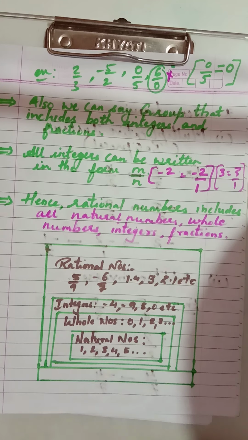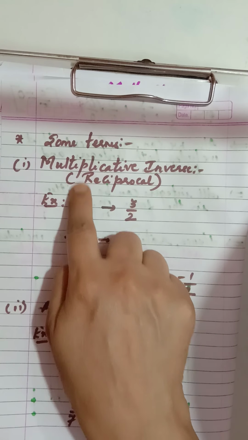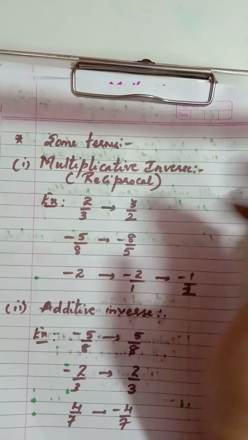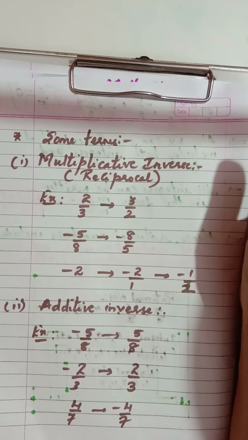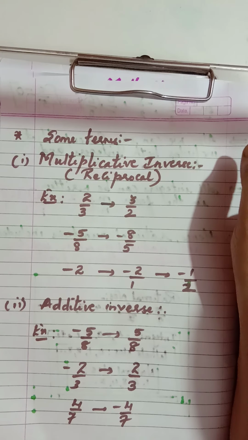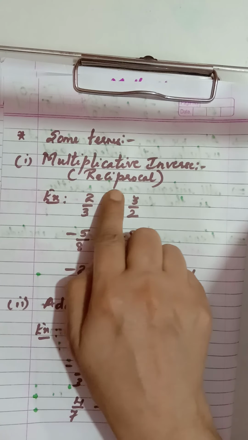First term is multiplicative inverse. Children, in other words, you have learned, I think, that multiplicative inverse is the reciprocal of any number, right? We have learned about the reciprocal, maybe in 5th or 6th. So it's very simple, multiplicative inverse is also known as reciprocal.